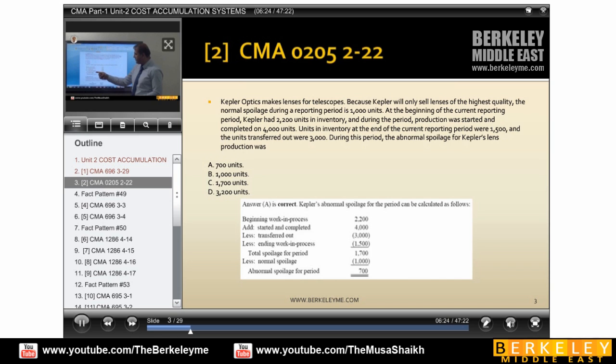Now it will give the total spoilage of the period. Normal spoilage is 1000, so 1700 minus 1000 is 700 abnormal spoilage, right? This is what he asked, what is the abnormal spoilage. If he asks normal spoilage, that is 1000, and the other way it is this way.